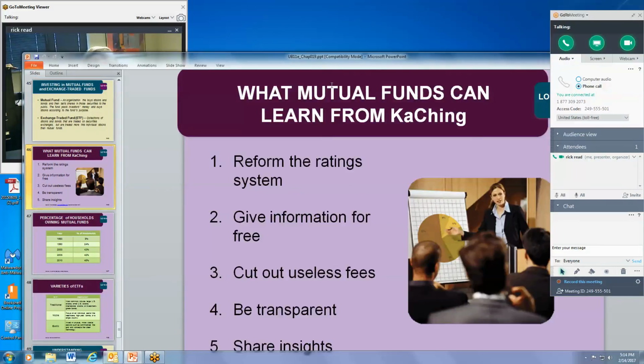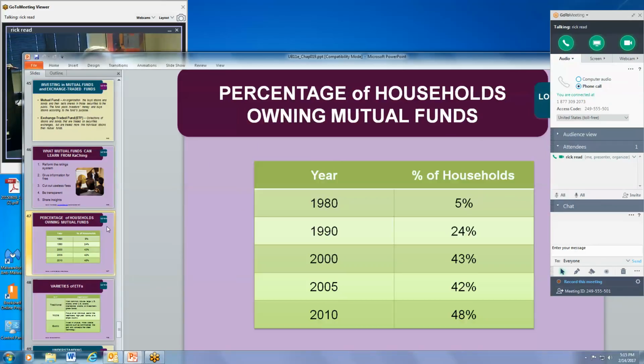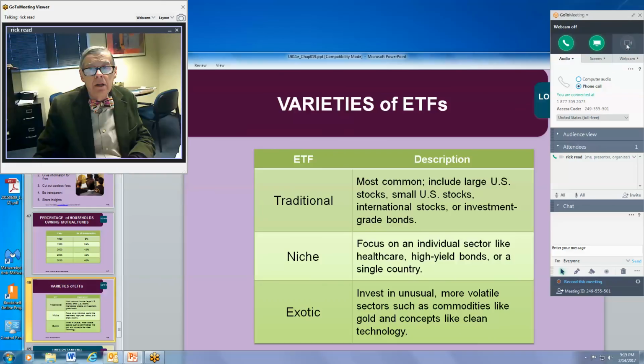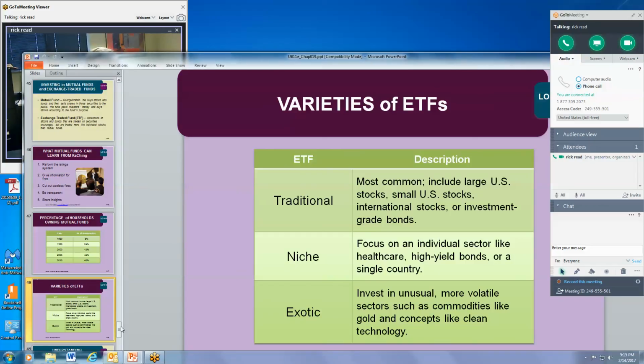We don't need to do that. These are the percentage of people owning mutual funds. These are the varieties of exchange traded funds, traditional, niche, and exotic. Again, get professional help before you make those investment decisions.